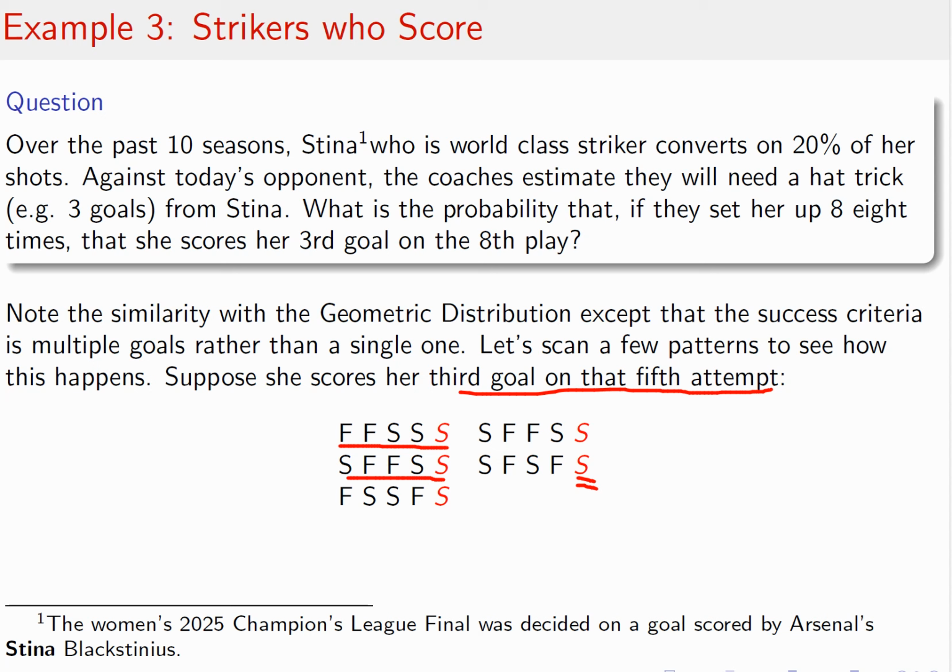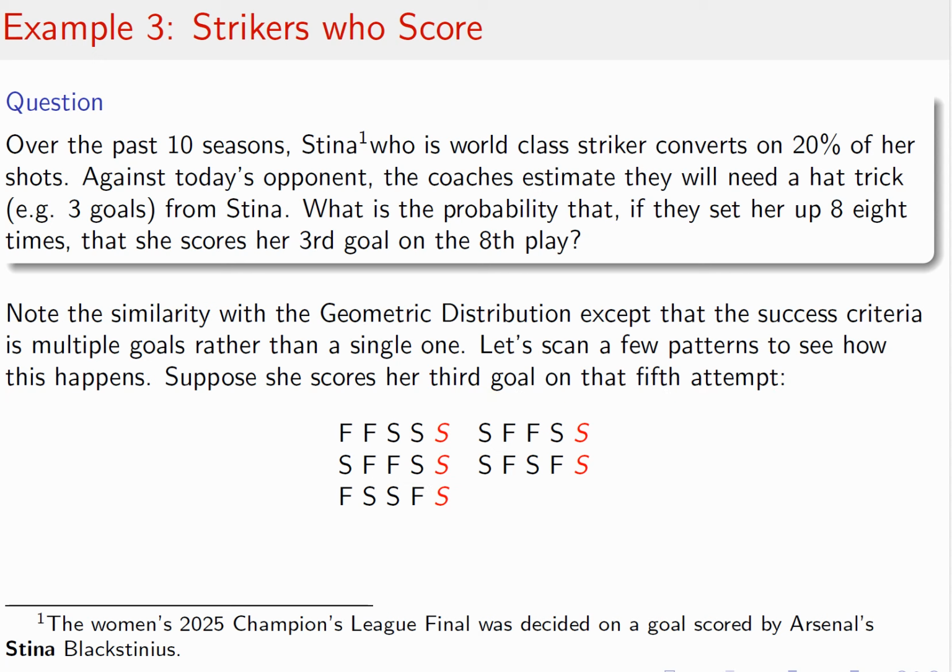the success criteria is the third success, right? The third goal. Okay. So the last event, if it's going to happen on the 5th attempt, the last event has to be an S. So what are we doing? That means that we're permuting 2 S's and 2 F's into 4 slots. And I'm not saying that this is all the possible patterns, but it's some of them. Just to show you, we're permuting into 4 slots, we're permuting 2 S's.